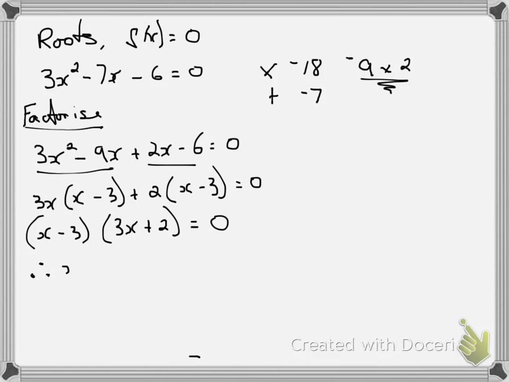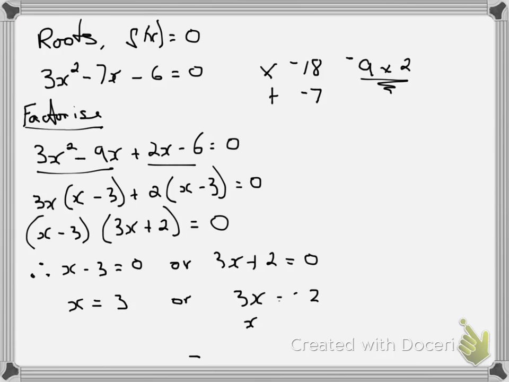Therefore either x take 3 equals 0 or 3x plus 2 equals 0. So therefore x equals 3 or 3x equals -2, x equals -2/3.